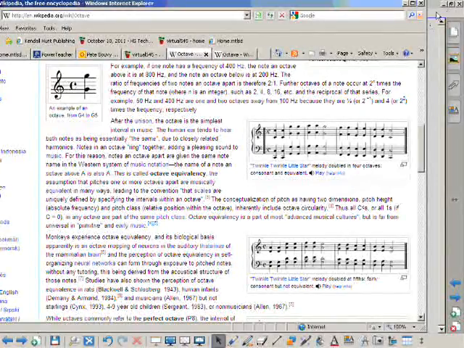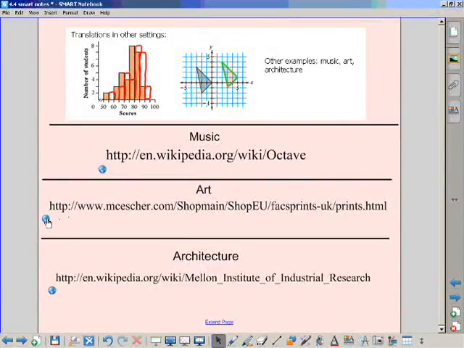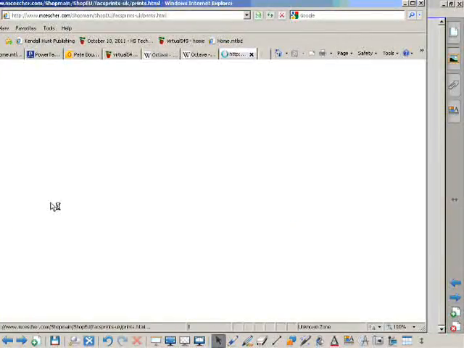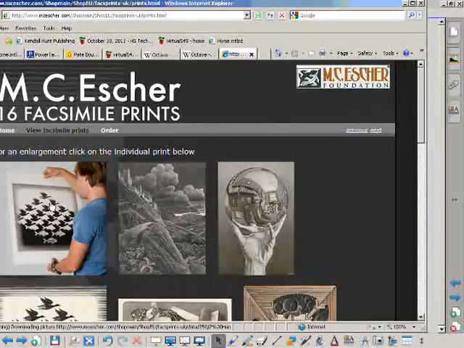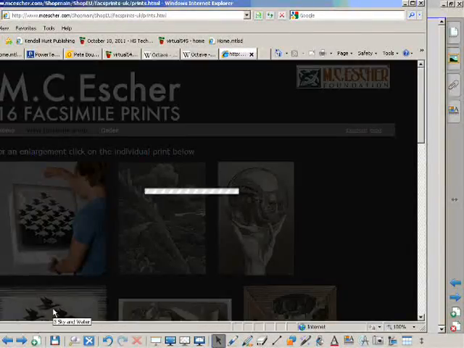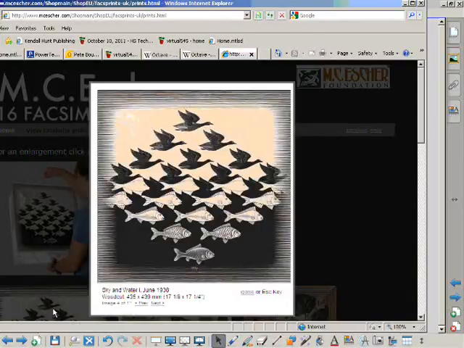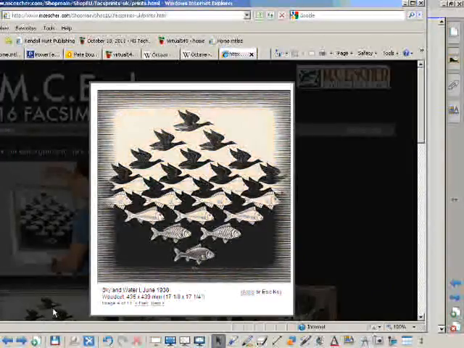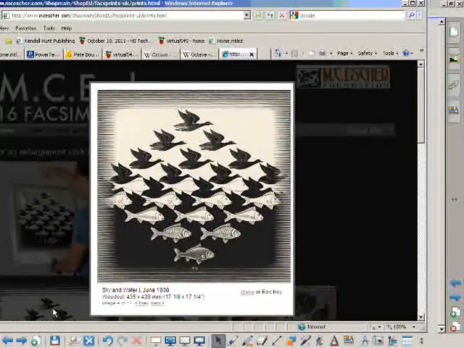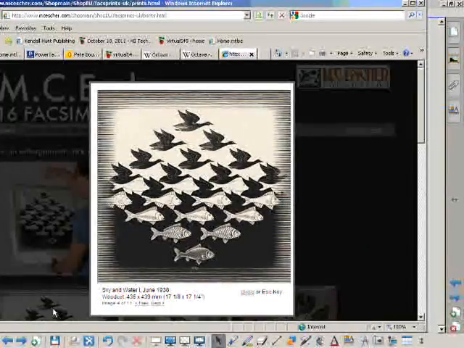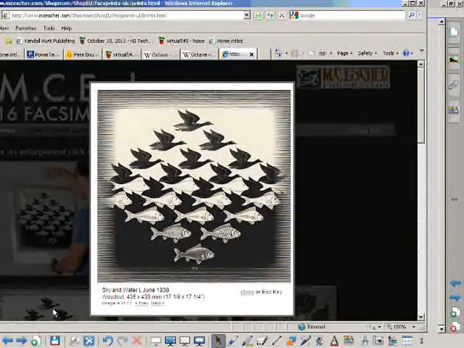Let's see, what do we have next? We have an example of translation in art. I immediately thought of Escher. I used to have tons of Escher pictures around my classroom, and I realized they became too distracting for the students, so I took a lot of them down. But here would be an example of an Escher painting that would have translations. I remember I had this one in my room. Think of these fish and the birds and the fish here as being translated to the right. It's basically just the same exact shape that's moving around on the screen. So that would be a translation in art.